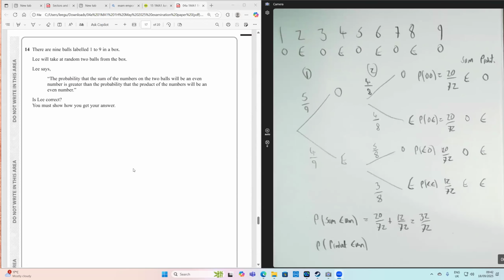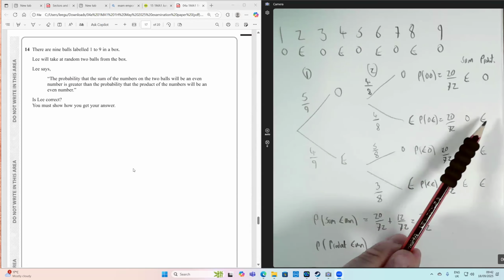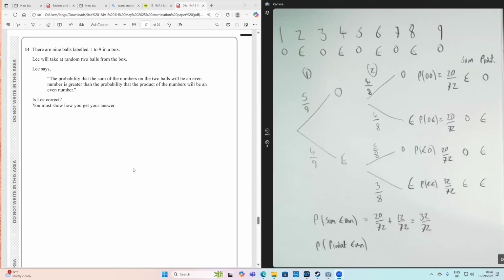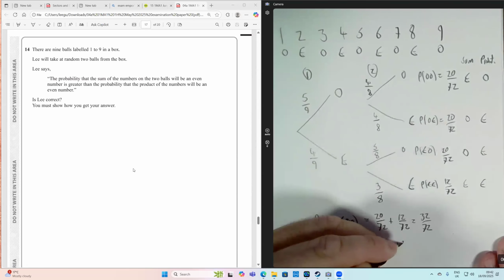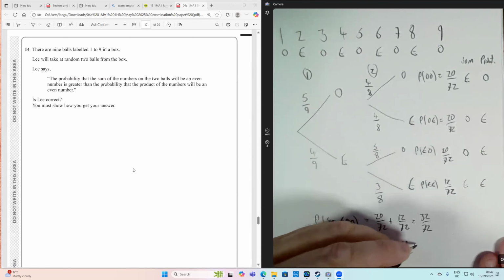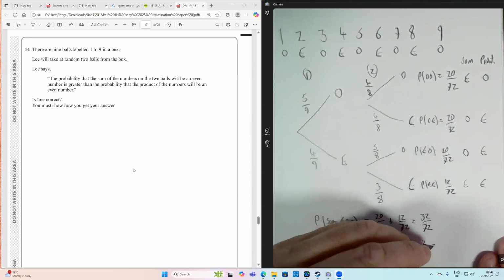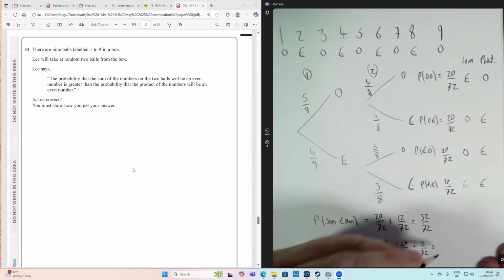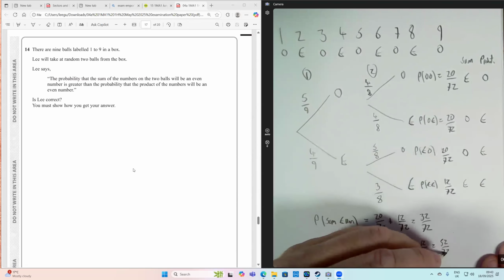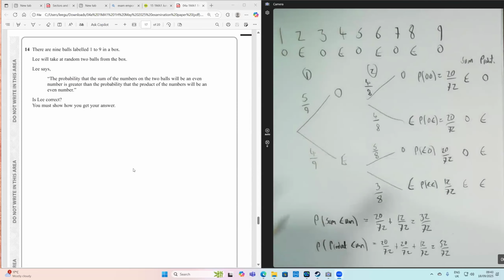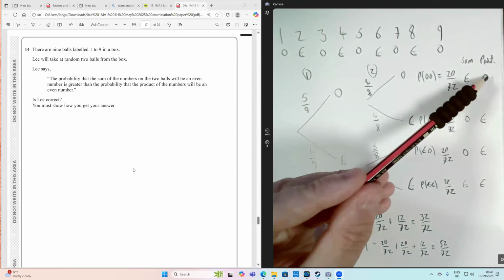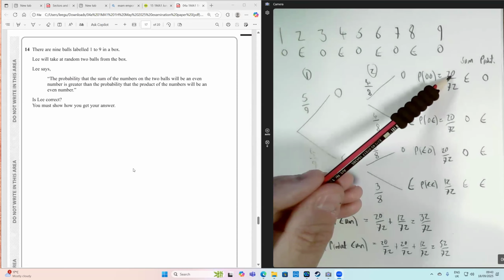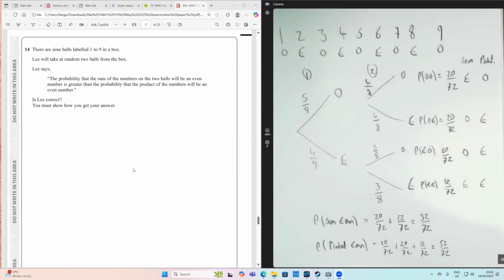Now let's look at the probability that the product of the two numbers that Lee picks is even. What's that going to be? We've got the product even, even, even. So it's going to be this probability, add this probability, add this probability. That's 20 over 72, add 20 over 72, add 12 over 72, and that comes to 52 over 72. Of course, as an alternative, we could have done 1 take away the probability of odd.